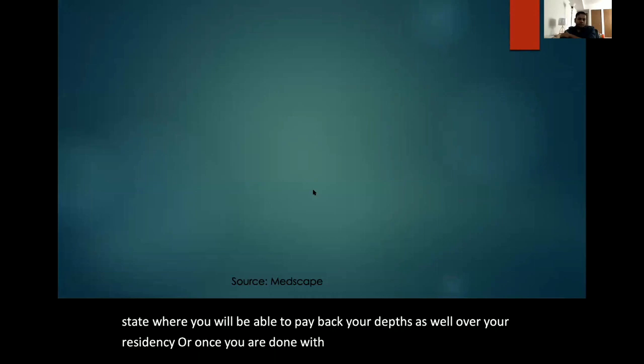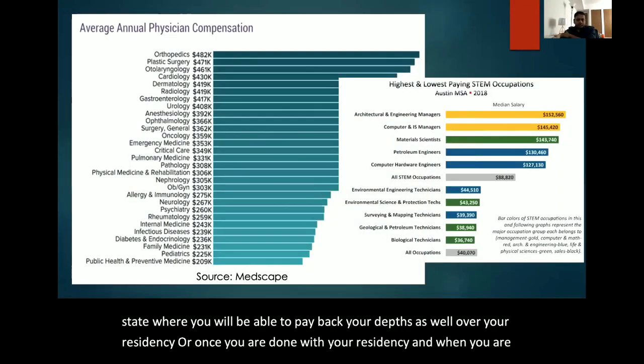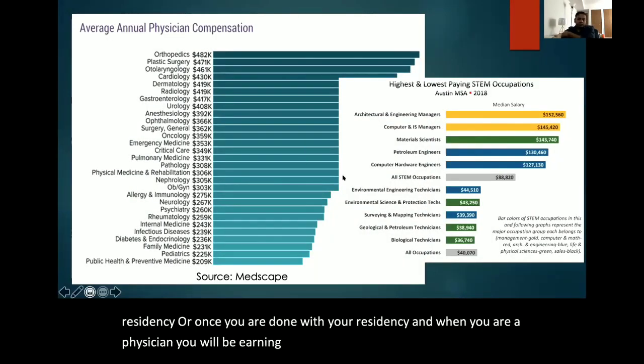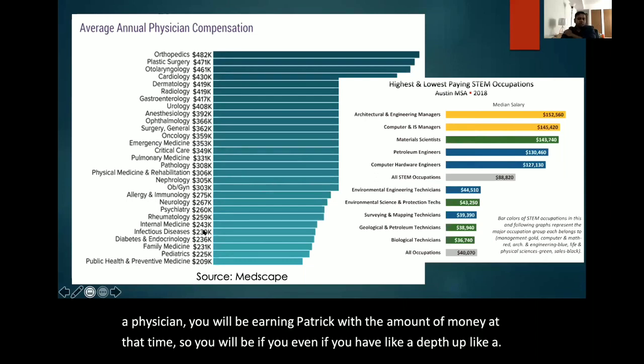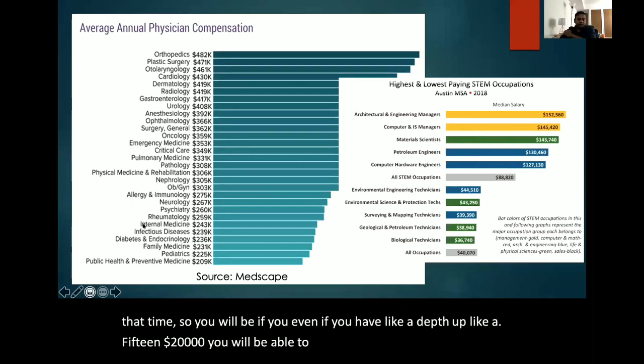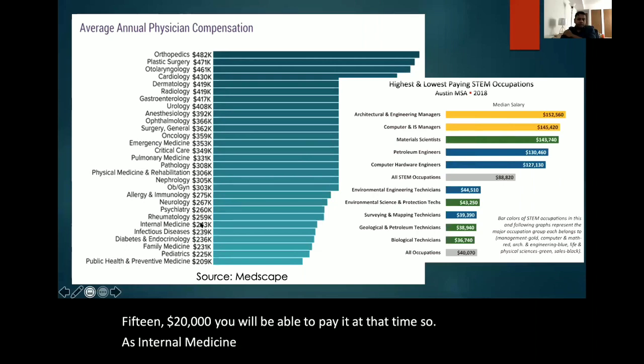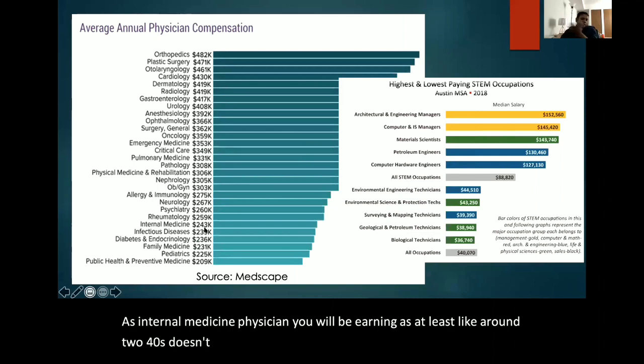And when you are a physician, you will be earning a very good amount of money at that time. So even if you have a debt of $15,000 to $20,000, you will be able to pay it at that time. As an internal medicine physician, you will be earning at least around $240,000. That's an average salary, so it will be somewhere from $200,000 to $300,000.